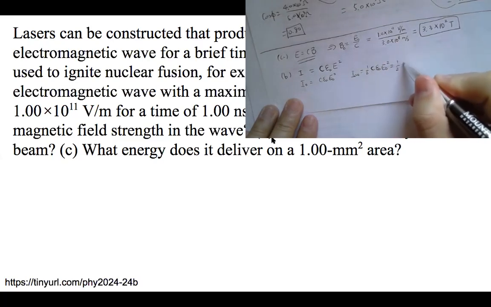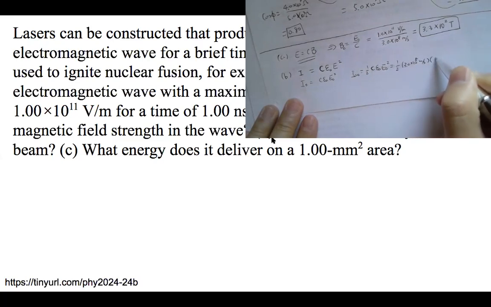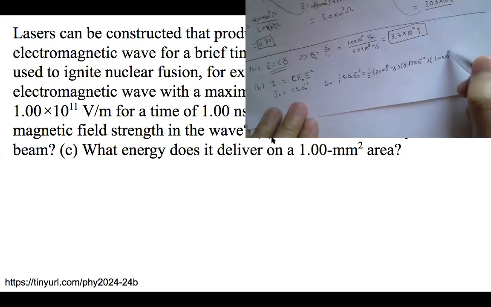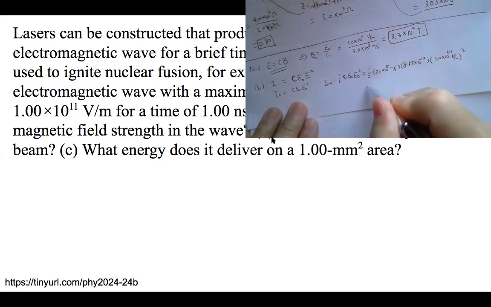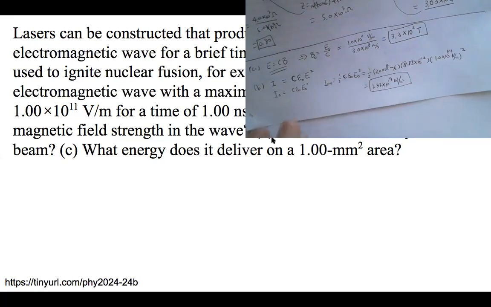So then you are doing 1/2 times 3.0 times 10 to the 8. Okay, multiplied by 8.85 times 10 to the minus 12. Multiplied by the maximum strength of the E field, 10 to the positive 11, squared. Okay. So then that gives you 1.33 times 10 to the 19 watts per meter squared. Okay, it's a very intensive laser.